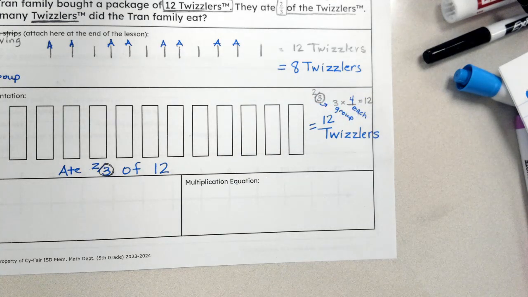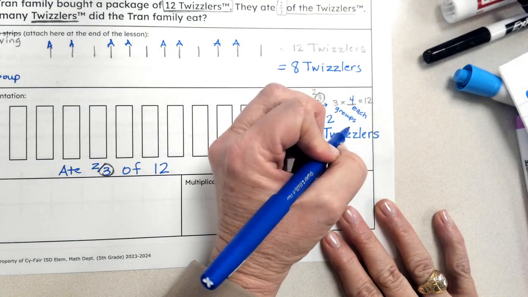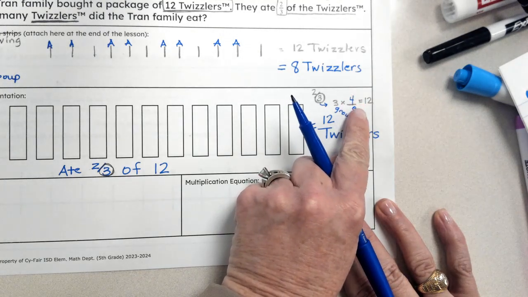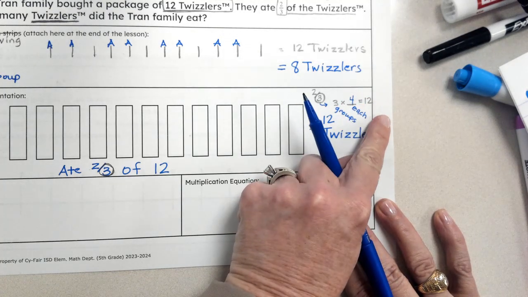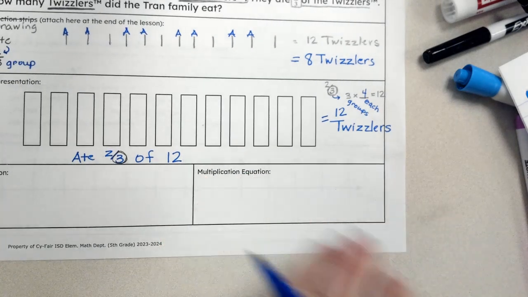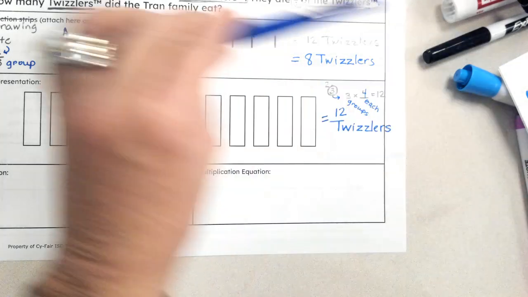To get us our total of 12. I want you to look at that for a minute. I'll repeat. We have 3 groups. How many are going to be in each? 4. And how many total did we have? 12.